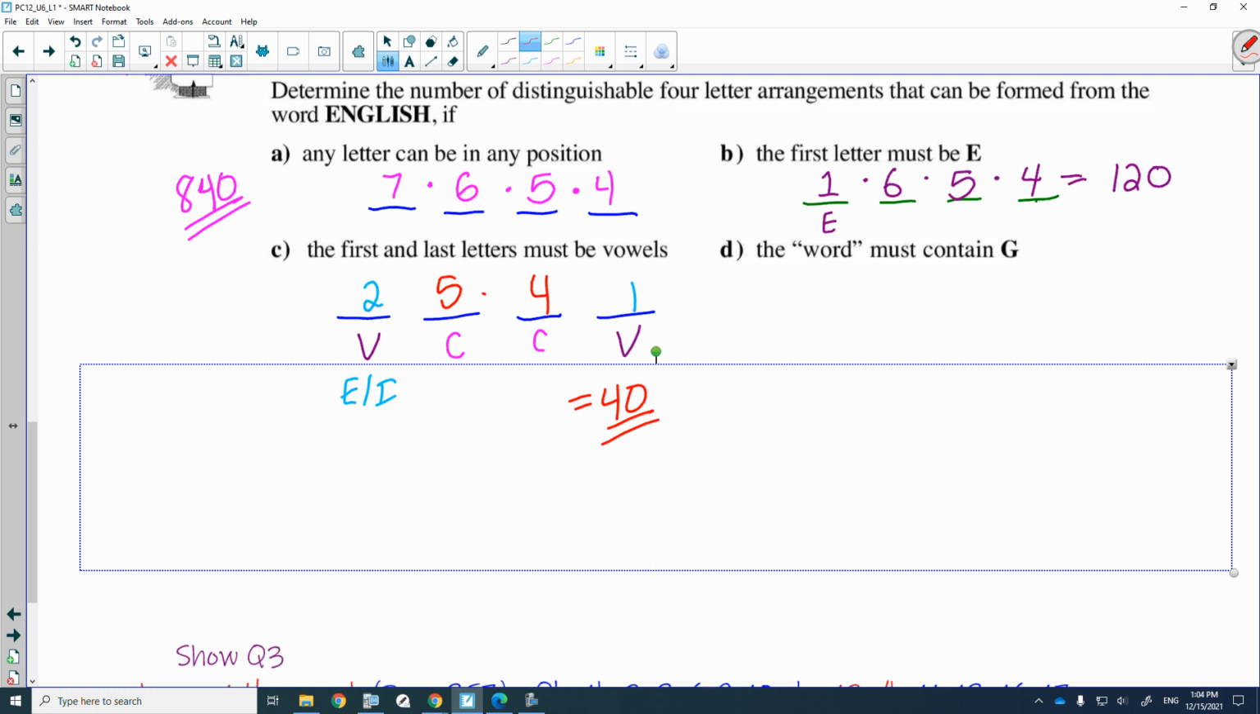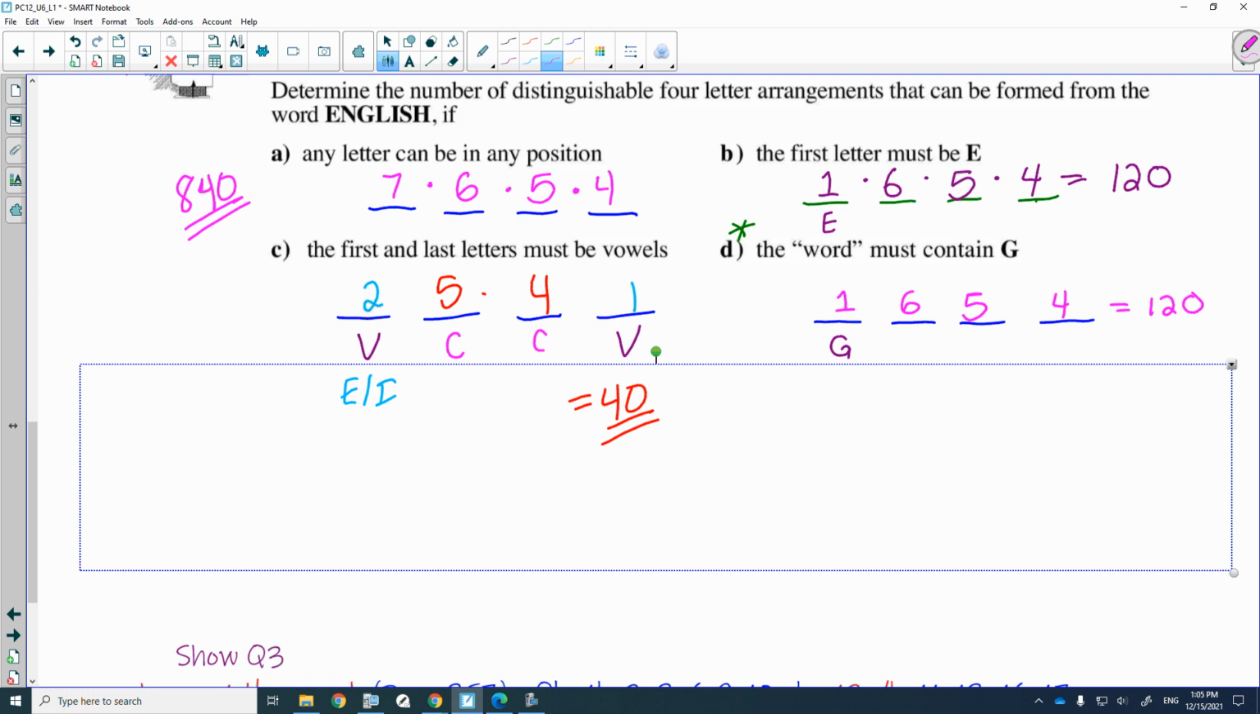D would be the standard of excellence, so you could star that one. What it says for D is the word must contain a G. So set up your number of stages. It has to have a G. So I'm going to place the G here. You look at the word English, there's only one G. So there's only one choice that can go there. And then you would have 6, 5, and 4. If we multiply that, that's 120.